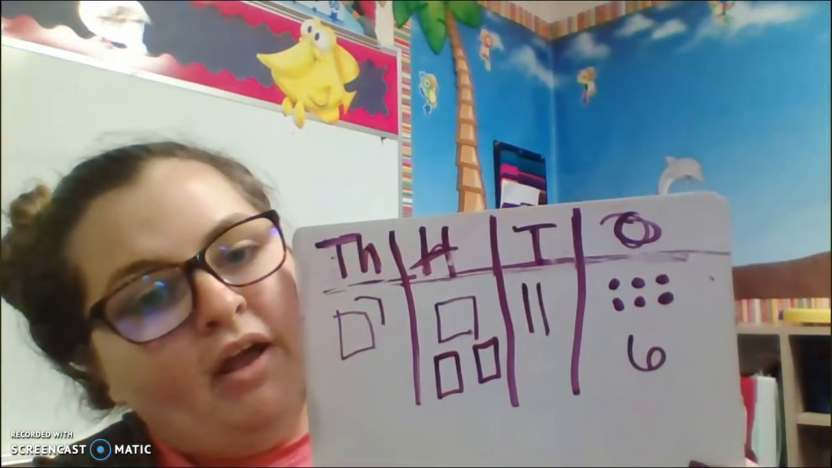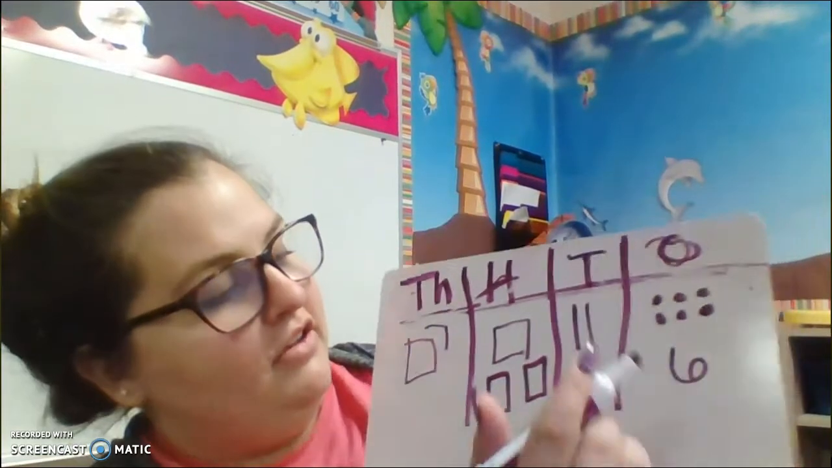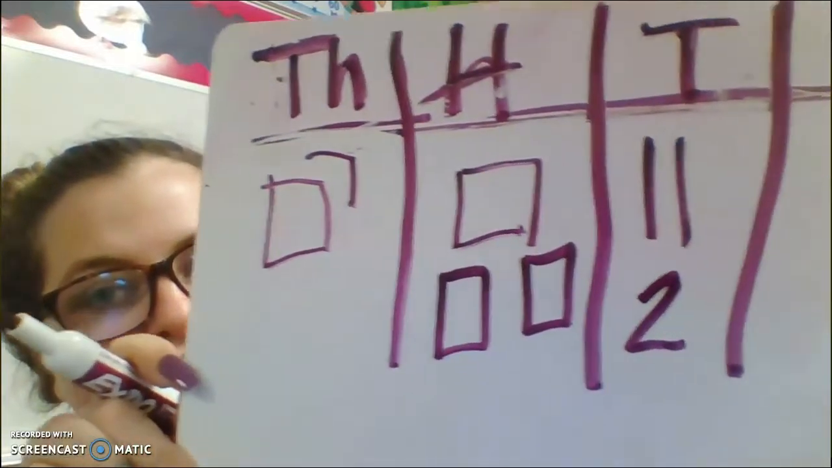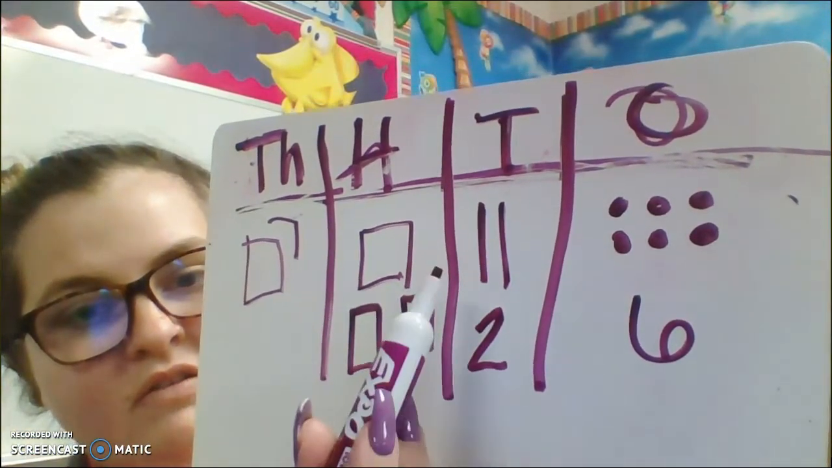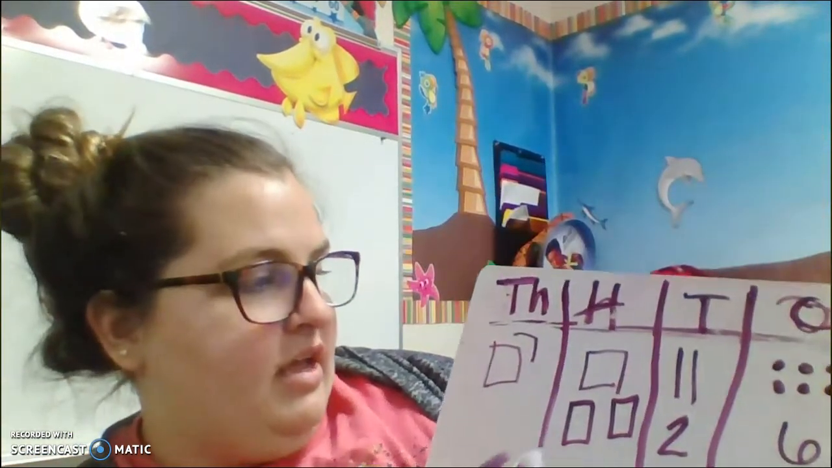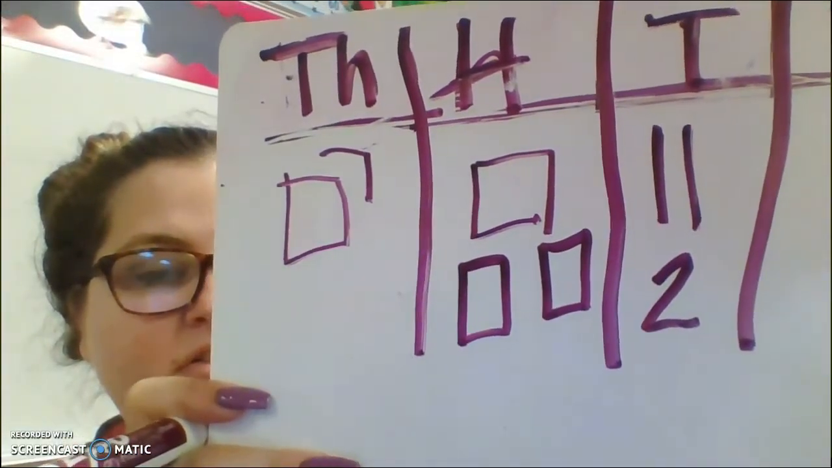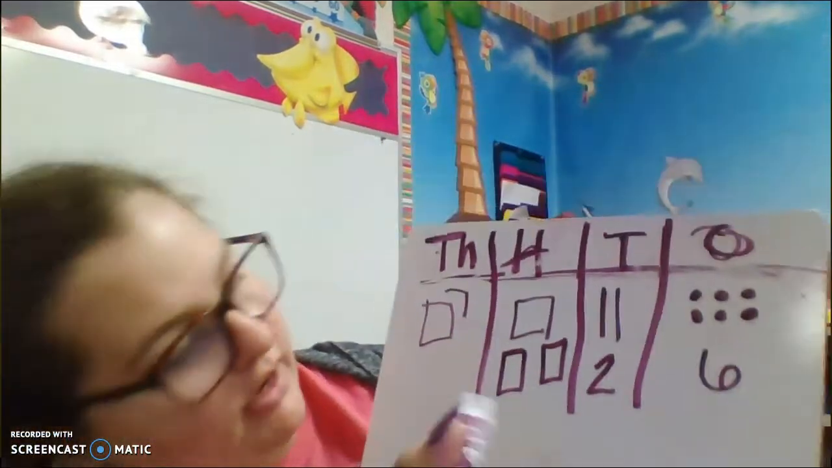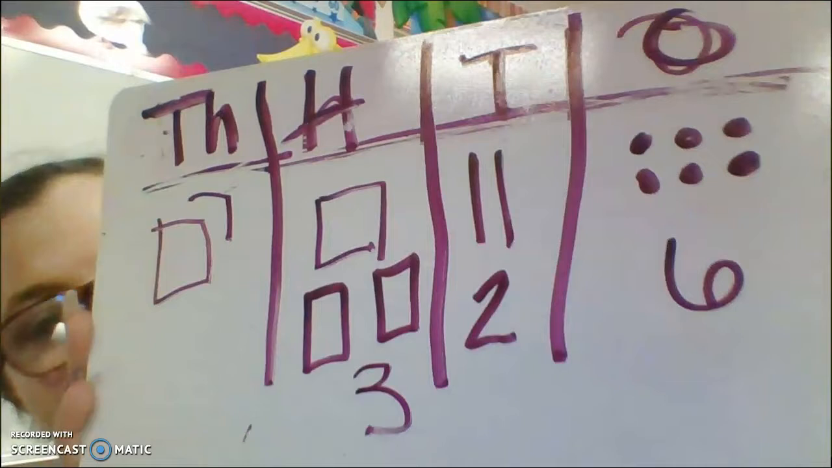Who can tell me how many we have in our tens place? 2. If you said 2, you got it correct. We have 10, 20. Okay, how many hundreds do we have in here? Hundreds. We've got to count them. 1, 2, 3. We have 3 in our hundreds place.